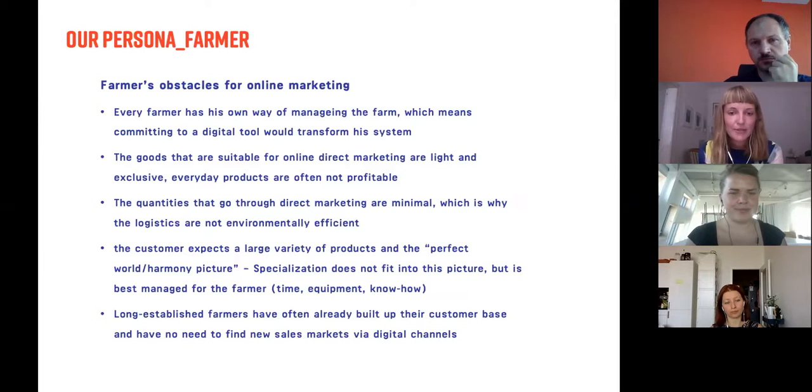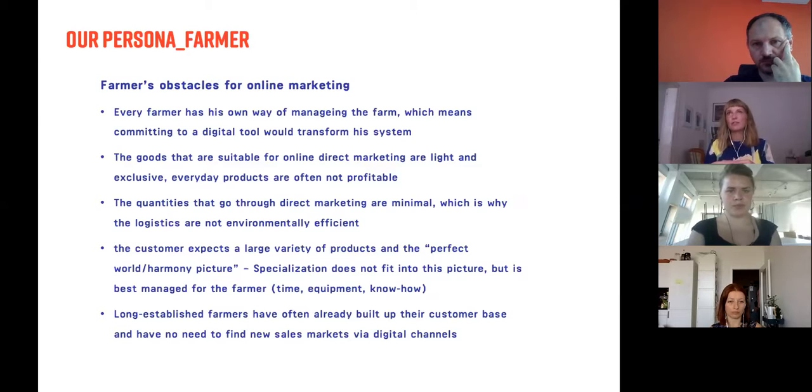And then there's a difference in how farmers work. Farmers often specialize because this is a good business model for them, for example specializing in potatoes or corn or whatever. So it's not that often that you have a high diversity at one farmer.